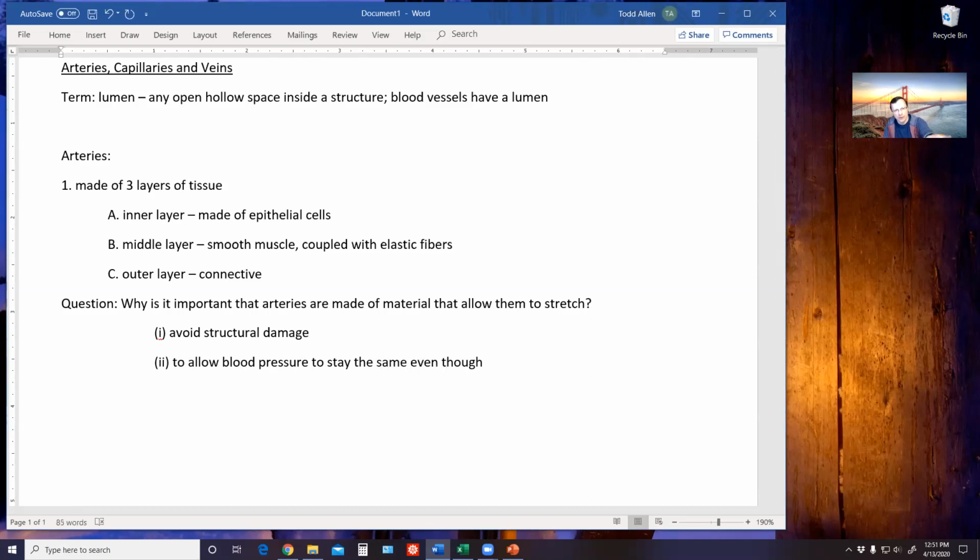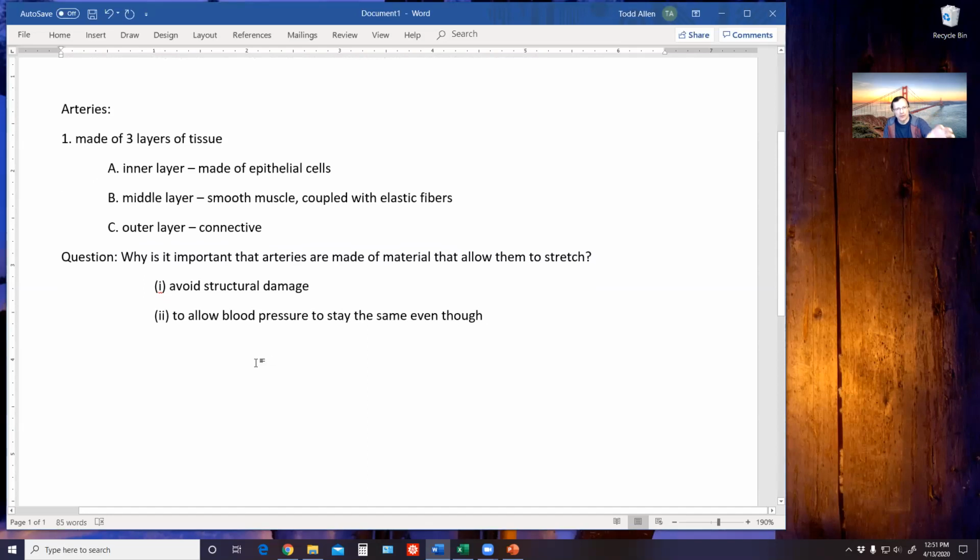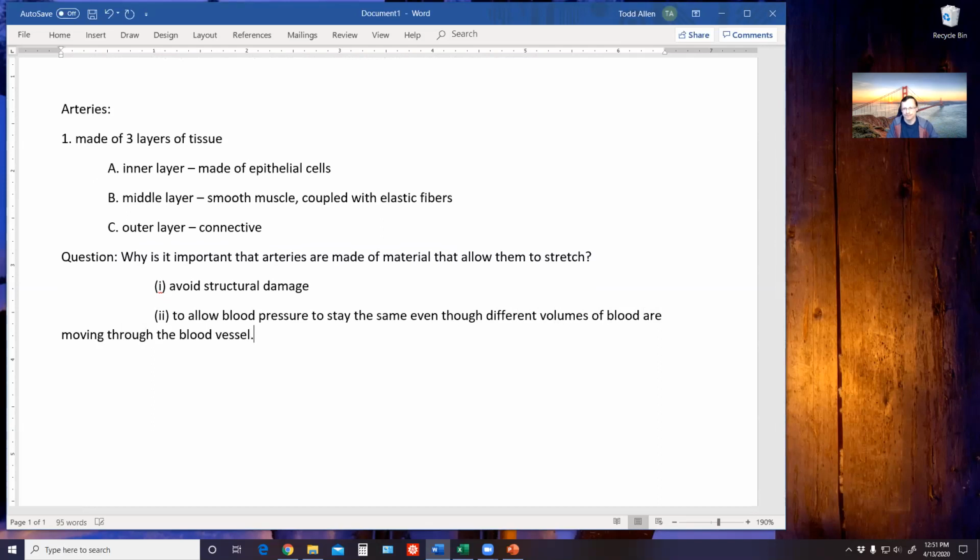So this ability of arteries to stretch allows the blood pressure to stay the same, even though different volumes of blood are moving through the blood vessel. Okay, now let's think about that for one moment. We really want a situation in our body where blood pressure is fairly constant. We don't want it fluctuating up and down to a great extent because that's harmful to us.